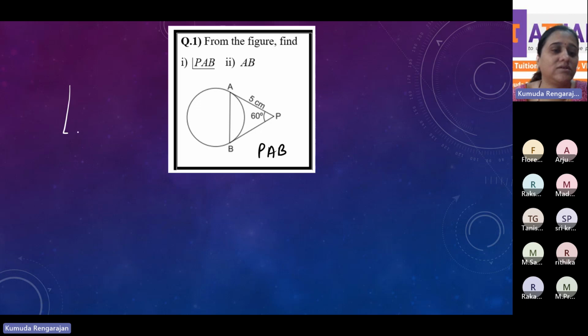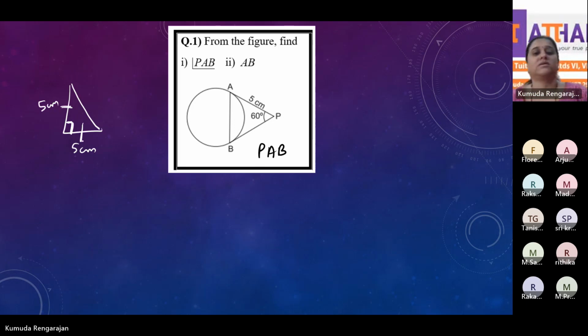right isosceles is when the legs of the right triangle are equal. When these two sides are equal. So say this is 5 centimeters, this is also 5 centimeters. It's also a right triangle. So this one is a right isosceles triangle.